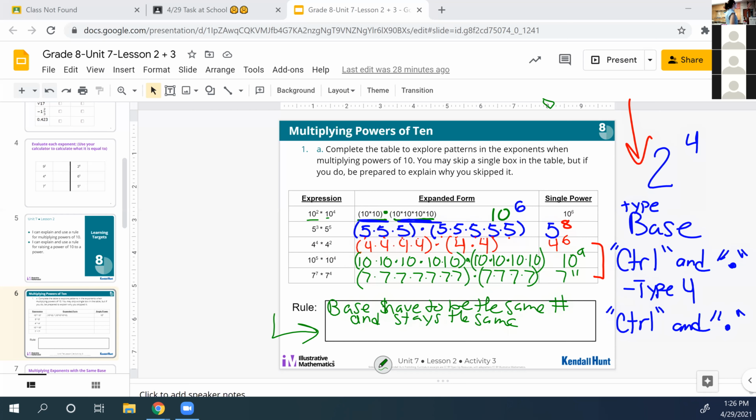We're not going to change them per se. We're going to do something to them. We have a 2 and a 4. If we add them together, we get that new exponent number. 3 + 5 gets me 8. 4 + 2 gets me 6. 5 + 4 gets me 9. 7 + 4 gets me 11. So we keep the base the same, and then we add the exponent numbers.